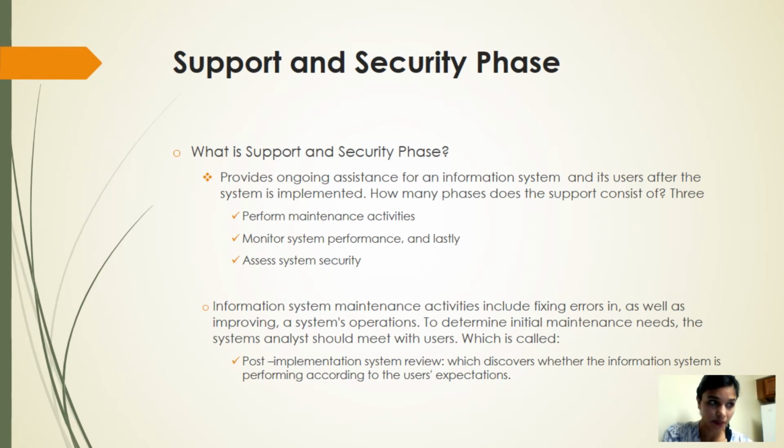Information system maintenance activities include fixing errors, as well as improving a system's operations to determine initial maintenance needs. The system analyst should meet with users, which is called post-implementation system review. It discovers whether the information system is performing according to the user's expectations.